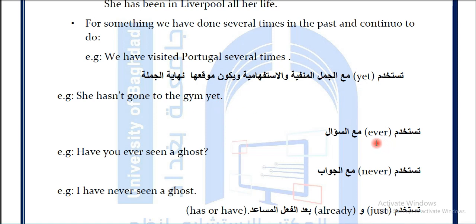The second one we have is ever. As we know, ever is always used with what? With the question sentence. Okay, have you ever seen a ghost? And we have a question mark. Here we have two references in the sentence. The sentence ends with a question mark, and we have have at the initial position. So this indicates an interrogative sentence, so we should take ever instead of never.